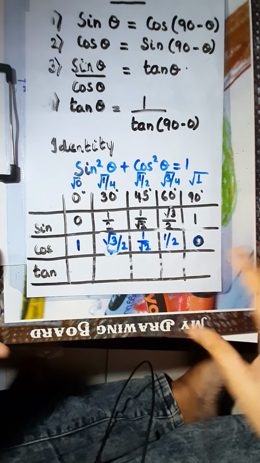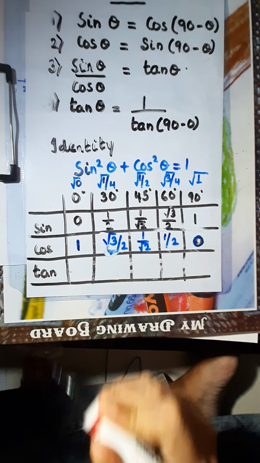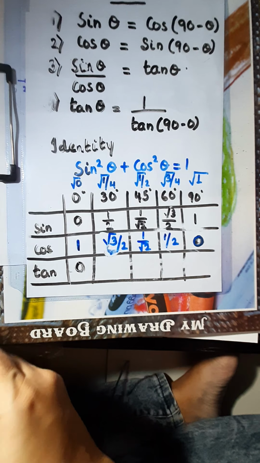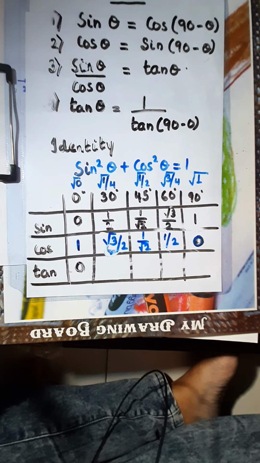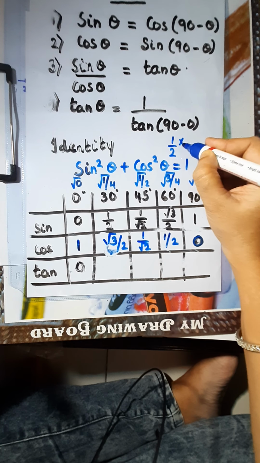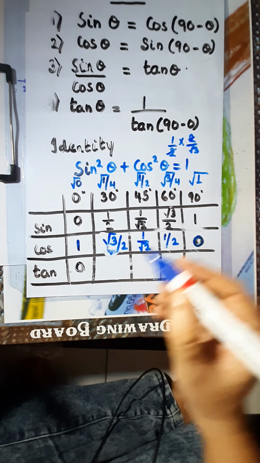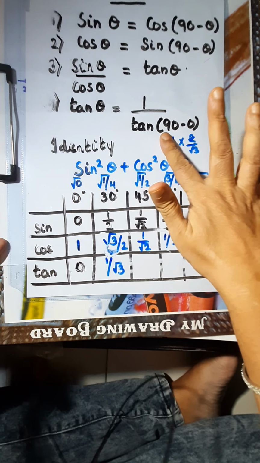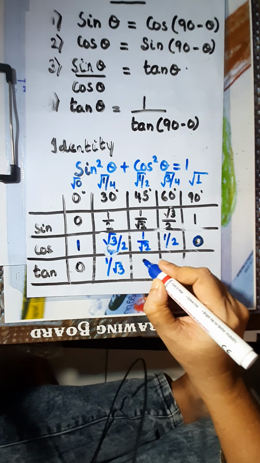Now how do I find tan? Tan is sine divided by cos. So 0 upon 1 is 0. Now half divided by root 3 upon 2 means half multiplied by 2 upon root 3. This 2 gets cancelled, so it becomes 1 upon root 3. Correct? Now 1 upon root 2 divided by 1 upon root 2 is 1.